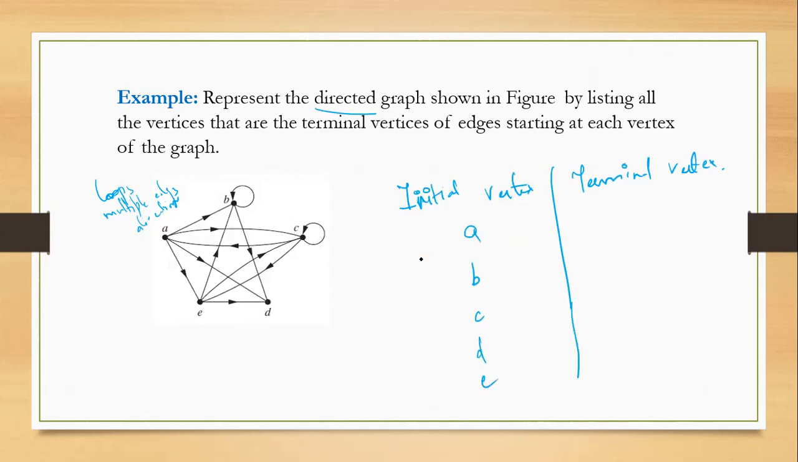Okay. Now, A is the initial vertex for which edges? So A is the initial vertex for this one, that is, it is going from A to B, and even for this edge A to C, and then this edge A to D, and finally A to E. So we are supposed to write what are the terminal vertices for all the edges that are connected to A. It is connected to B, C, D, and E. Okay. Similarly, you can find out for B.